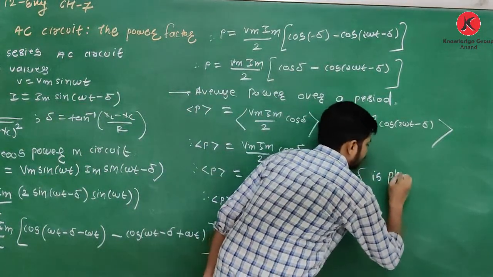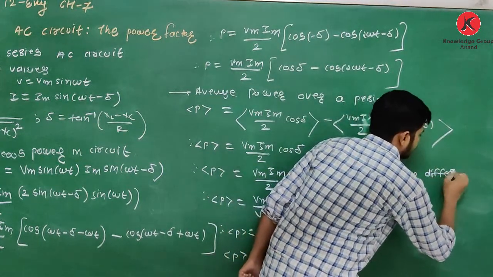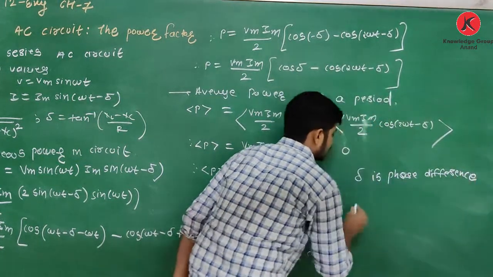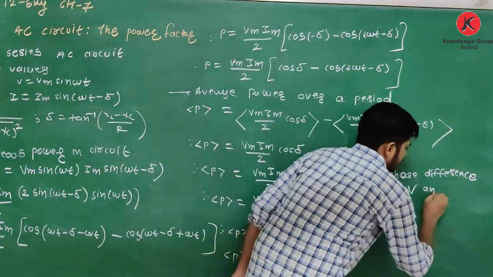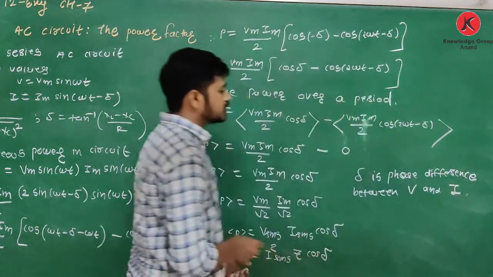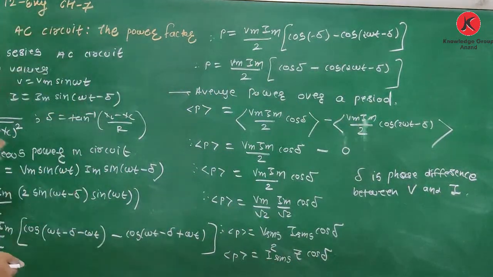Del is the phase difference between V and I. There is a phase difference between V and I. Clear about this? So yes, it is the equation of average power in an AC circuit. Okay?